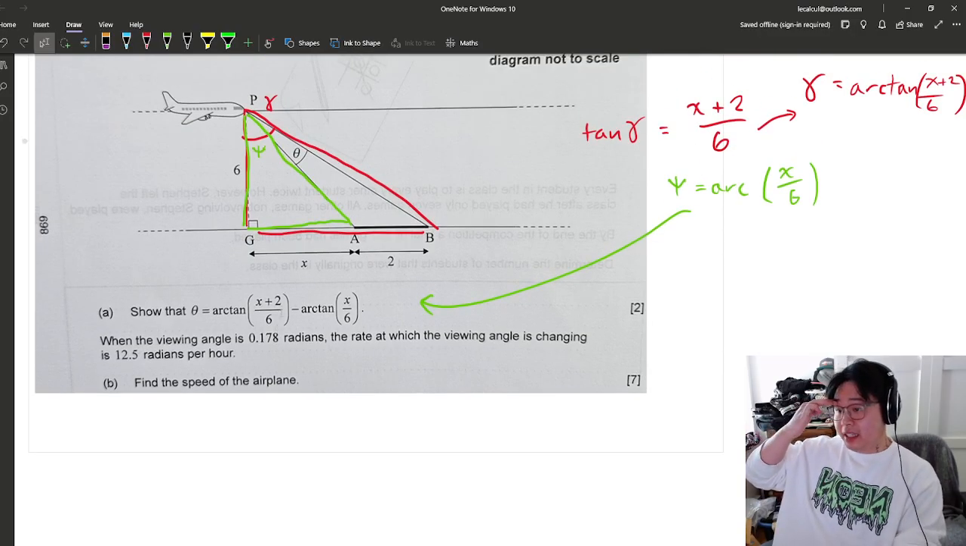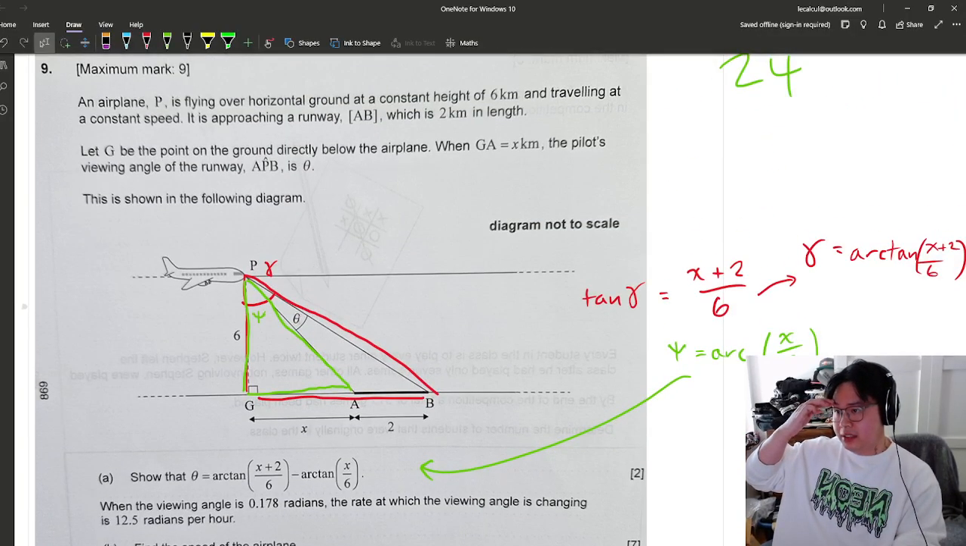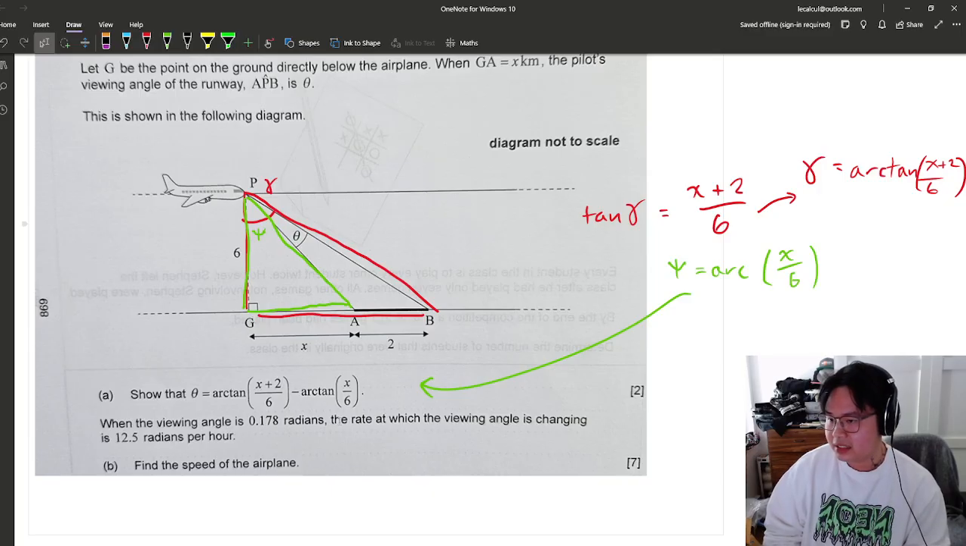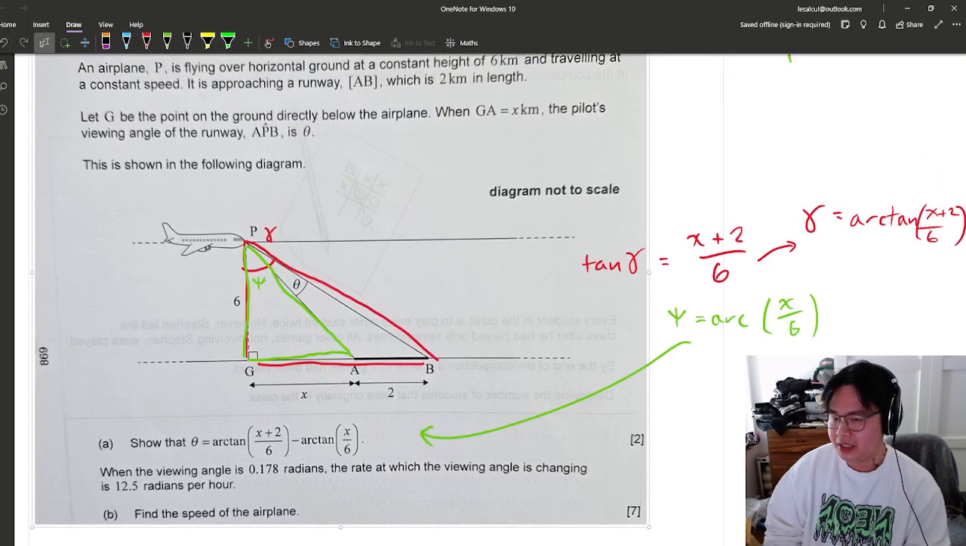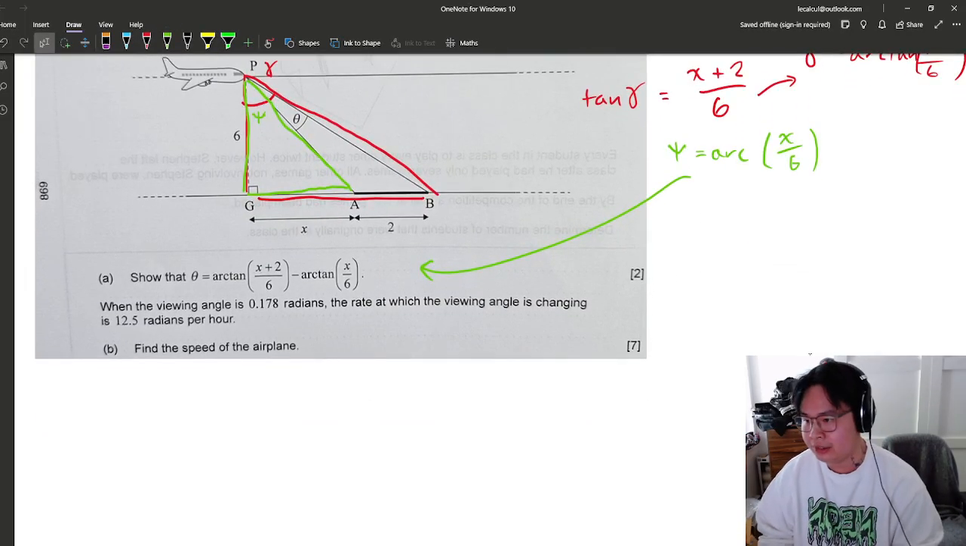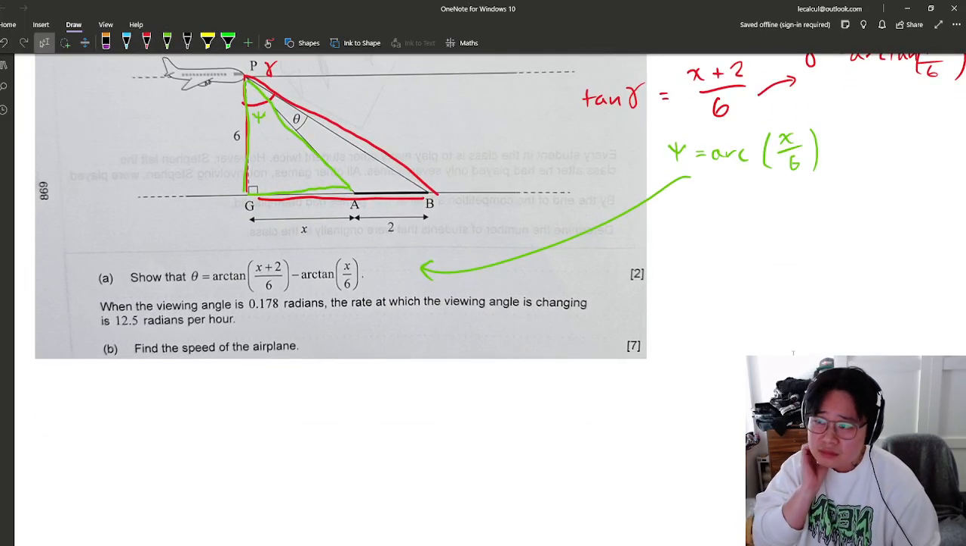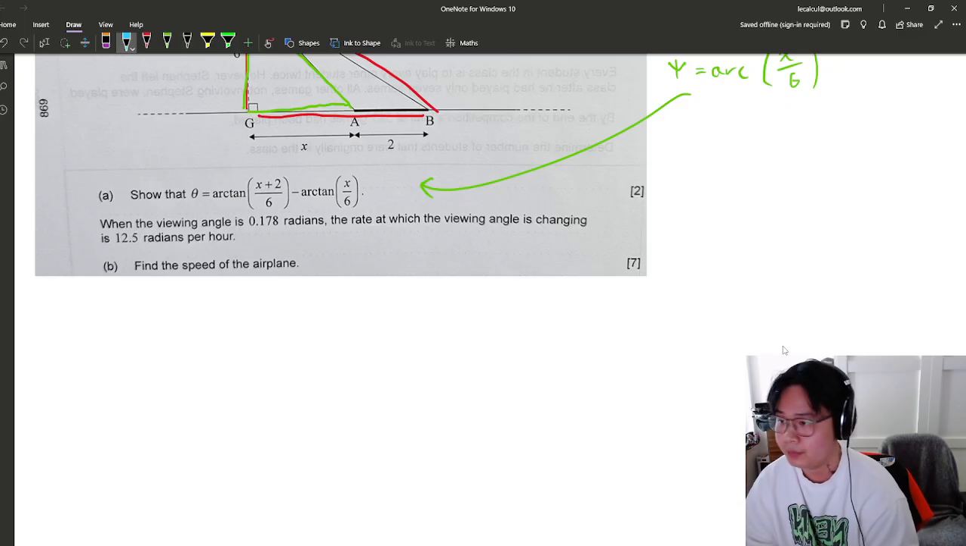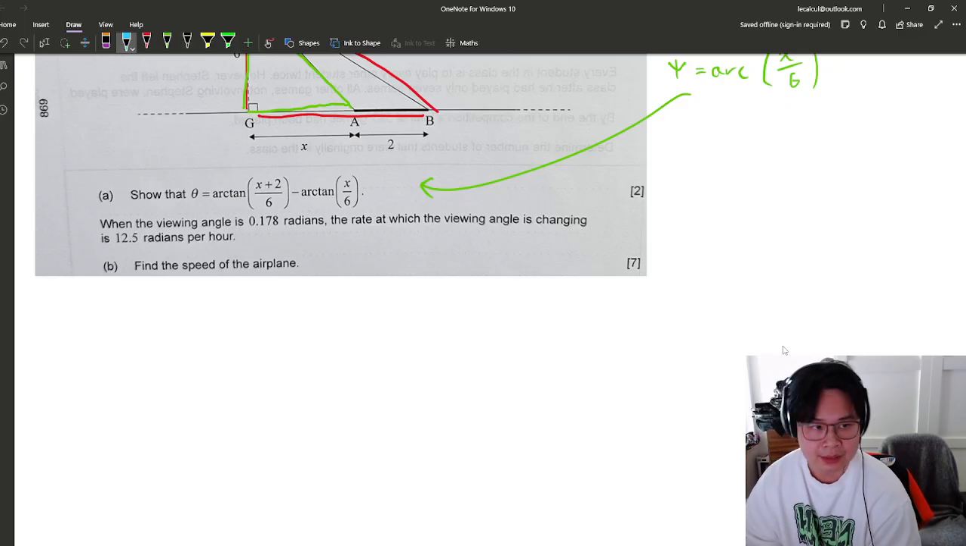What's the viewing angle? Is theta the viewing angle? Yes. Is this radians? The rate it's changing is this. Find the speed of the airplane. Okay, so now we take this into related rates. We're gonna use part A. We're gonna implicitly differentiate it with respect to time.